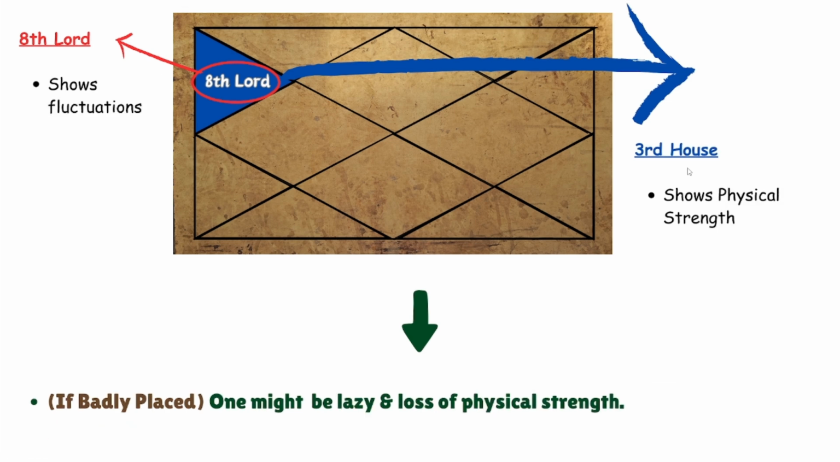Now, eighth lord shows fluctuations, and third house is the house which represents how much physical strength you have. So, if this is badly placed, then eighth lord is going to make you very lazy. It is going to impact the physical strength that you have. Okay, unless you actually put effort into anything that you are doing, you are not going to see any significant results from it. And eighth lord is sitting here to make you lazy. So with this placement, you have to do your bit. You will have to work hard. Okay, being lazy is not the solution for any situation.